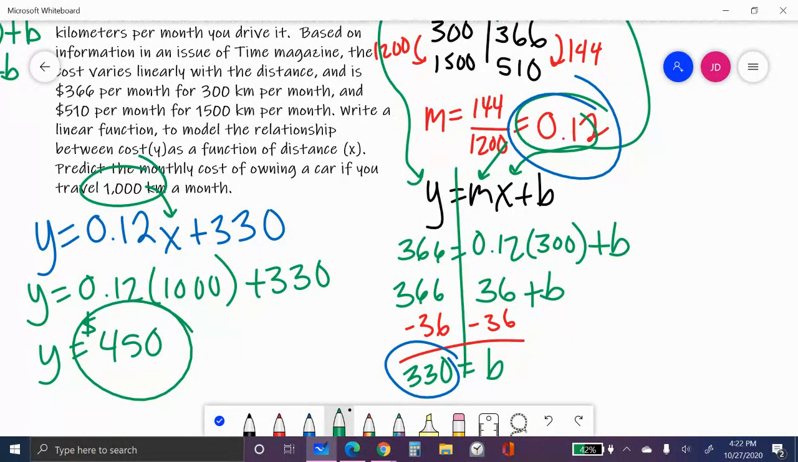Now, these are predictions. It doesn't mean it's always going to be correlated like this, but they just have a common trend when it comes to trying to predict the values and predict the cost. All right. So again, we make our table, find the slope, plug that in with one of the points to find the b, so to find the y-intercept, create our function rule, and answer the question.